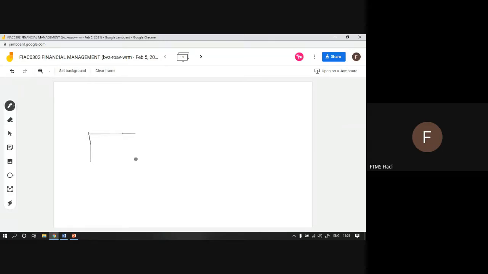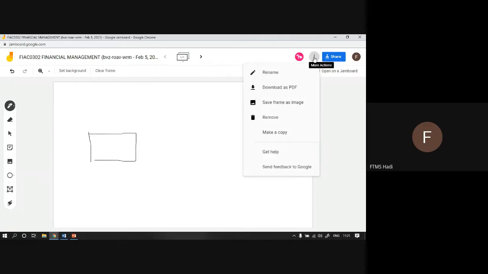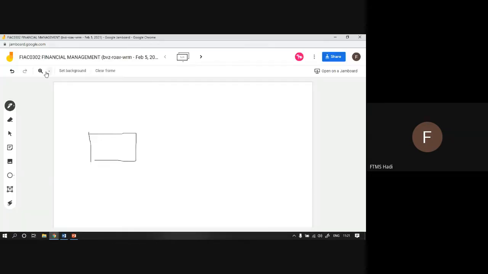All right, so let's say there is a company called ABC. I want to illustrate to you how finance works. Let's say this year ABC company wants to start the business. At the first glance, ABC does not have money at all.